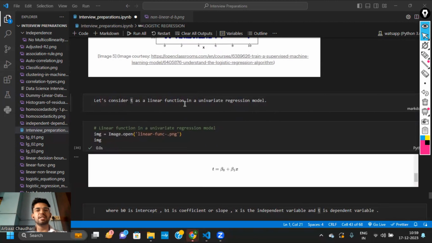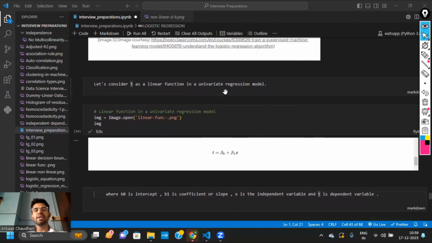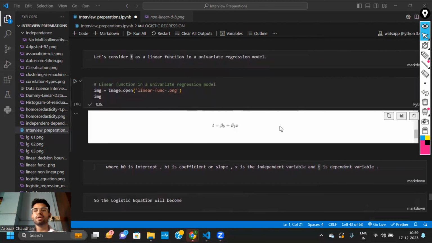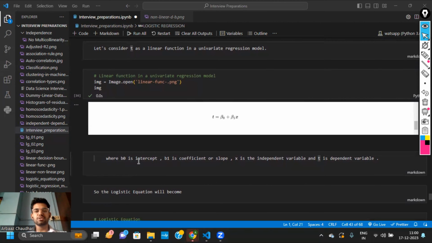Let's consider t as a linear function in a univariate regression model. We know t is equal to beta 0 plus beta 1 x. This is our linear regression equation. To recall, beta 0 is the intercept, beta 1 is the coefficient or slope, x is the independent variable, and t is the dependent variable, which is what we have to find out.